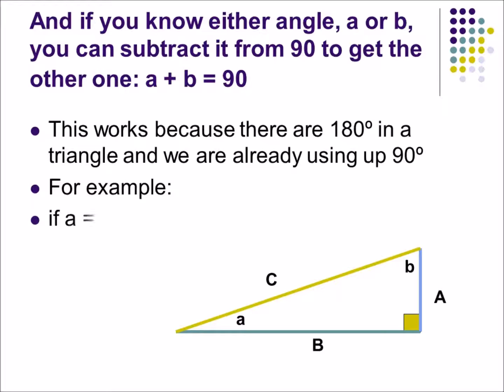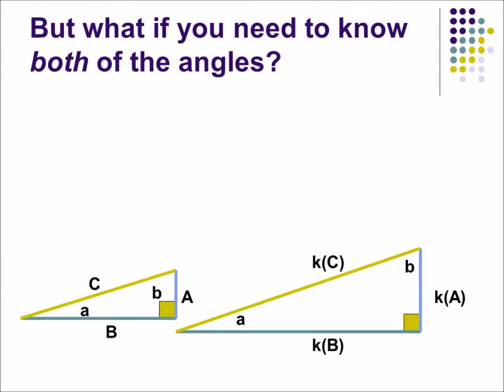So for example, if little a is 30 degrees, little b has to be 60 degrees. Those 2 angles are always complementary, which means they have to add up to 90. All right, so that's pretty easy to find. Don't need any trig to do that.